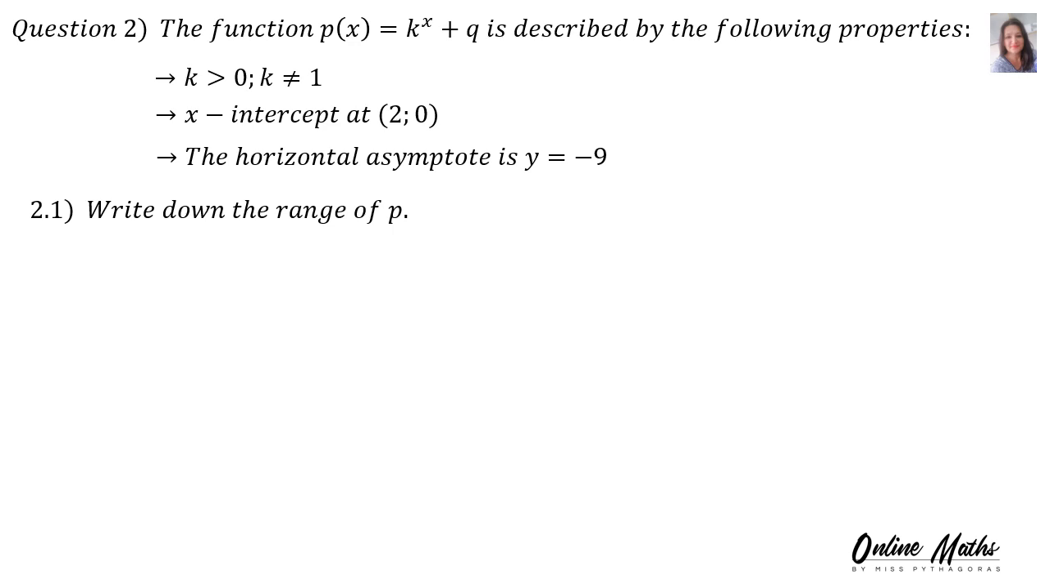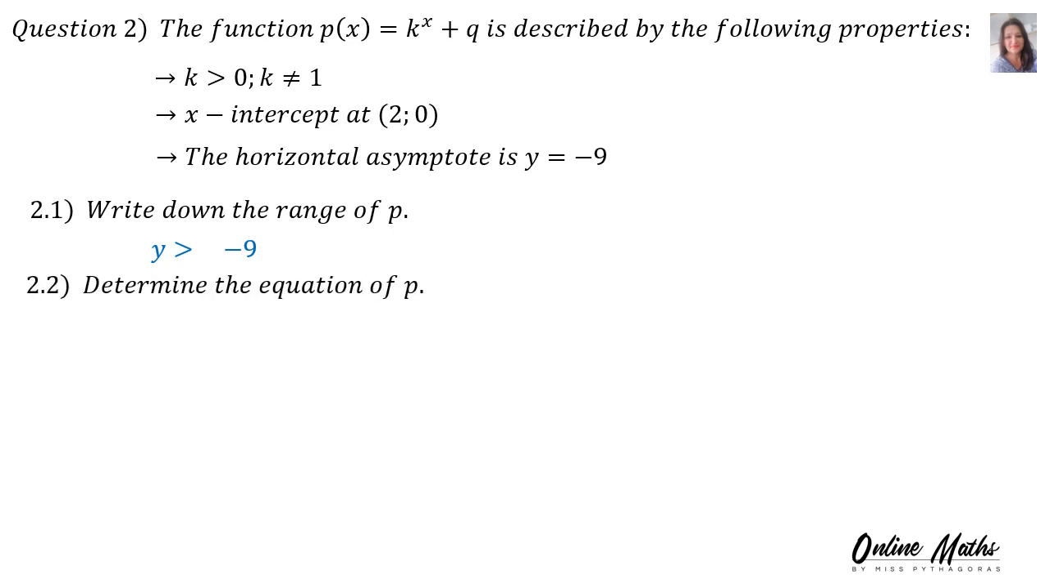Now, it's very clear that since k is greater than 0 and positive, this is an ascending graph, and the horizontal asymptote is -9. So remember, the horizontal asymptote is very important for your range. This graph will start just after -9 upwards, and you write that in maths as y is greater than -9, and don't include -9 since that's where the asymptote is.